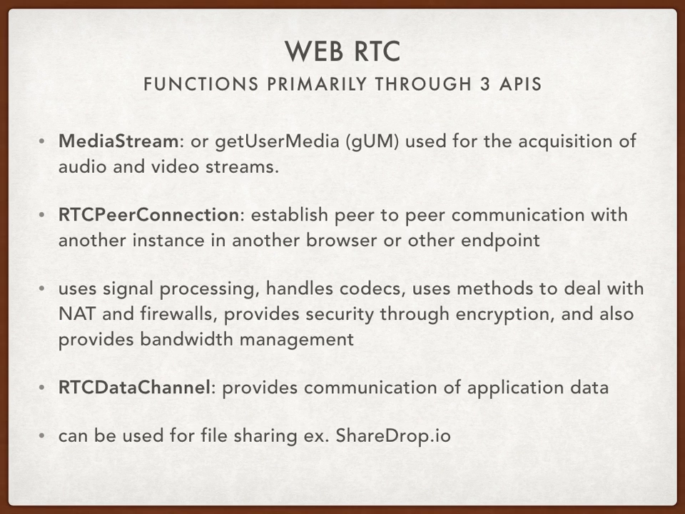Plugging GUM into RTC Peer Connection allows for the communication of audio and video data over a peer-to-peer connection. Two communicating peers both get their streams from GUM. RTC Peer Connection takes care of signal processing like noise reduction and also handles codecs. Methods are included that provide for peer-to-peer connections through NATs and firewalls.